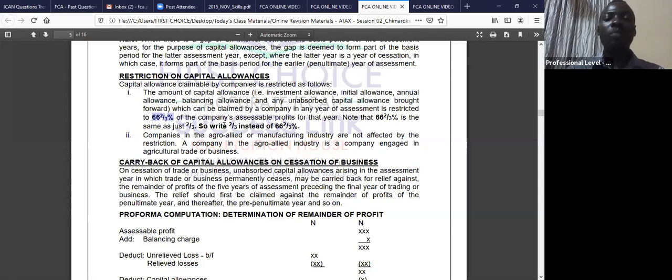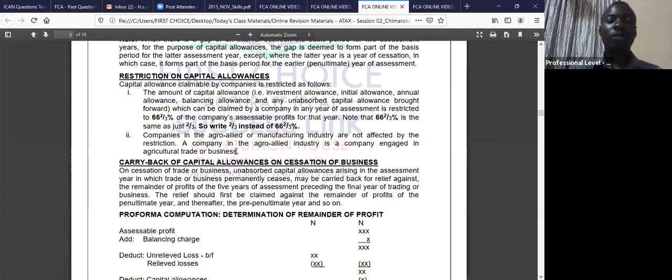These are applicable to any company that is not in the agro-allied, that is agricultural based, nor manufacturing industries. If you are not in these two categories, you face this restriction on your capital allowance. But if you are in this category, you don't face those restrictions.